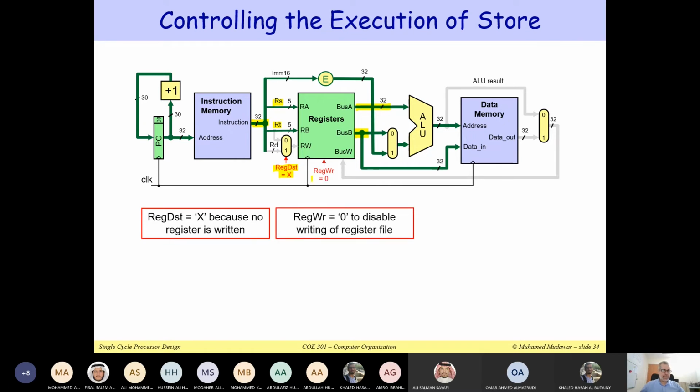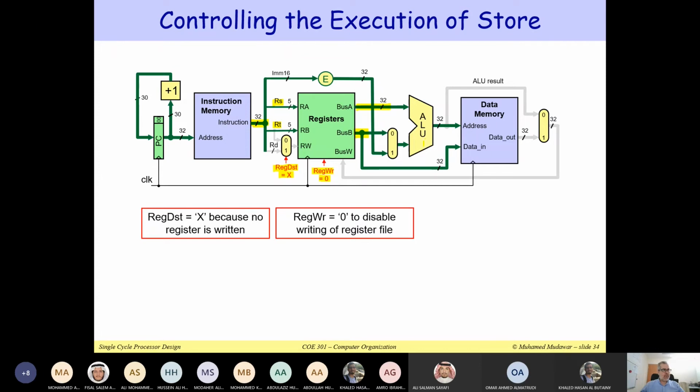How about register write? Register write, we do care about. It is 0. We have to disable the writing of the register file. We cannot allow any value on bus W to be written inside the register file. The store does not write anything inside the register file. This is why register write must be 0, to disable the writing of the register file.